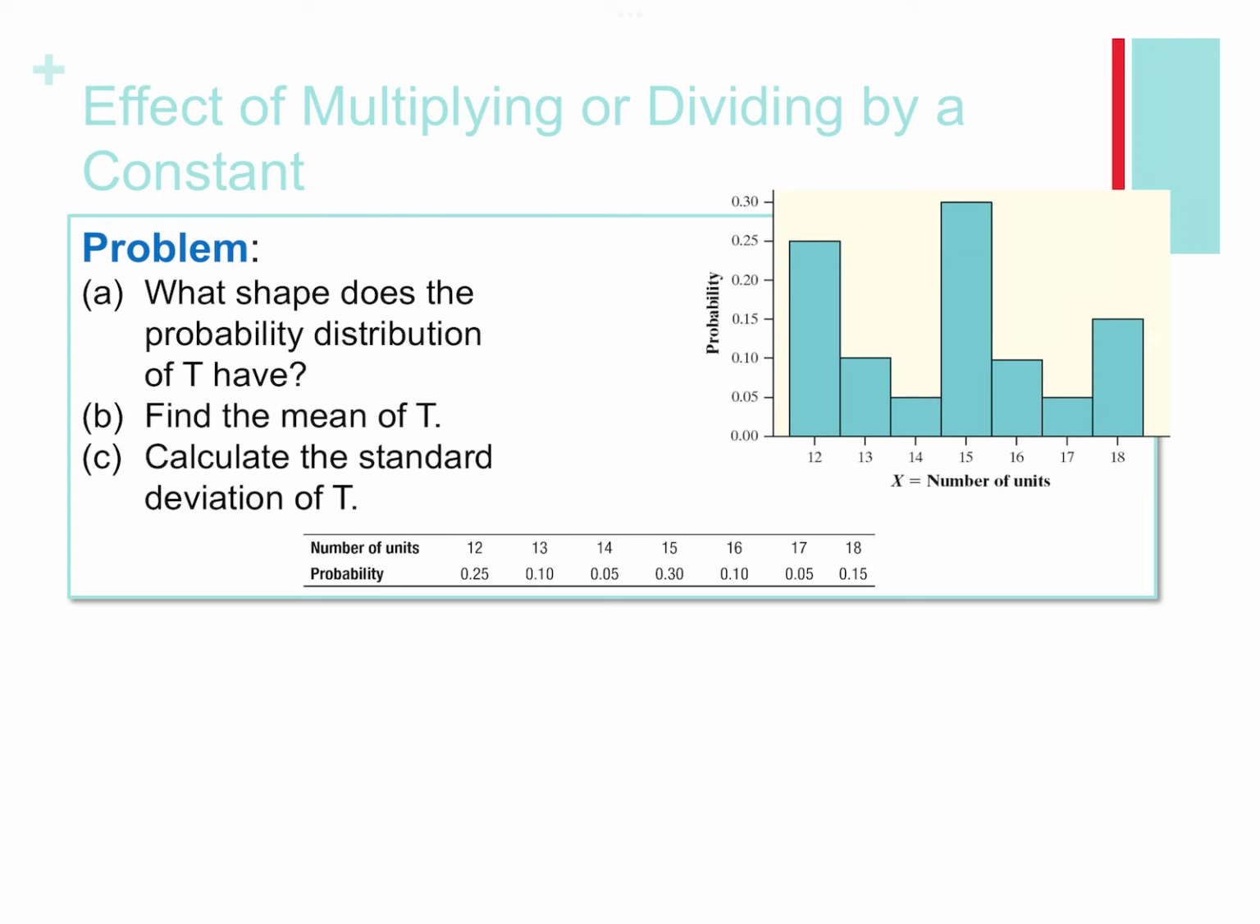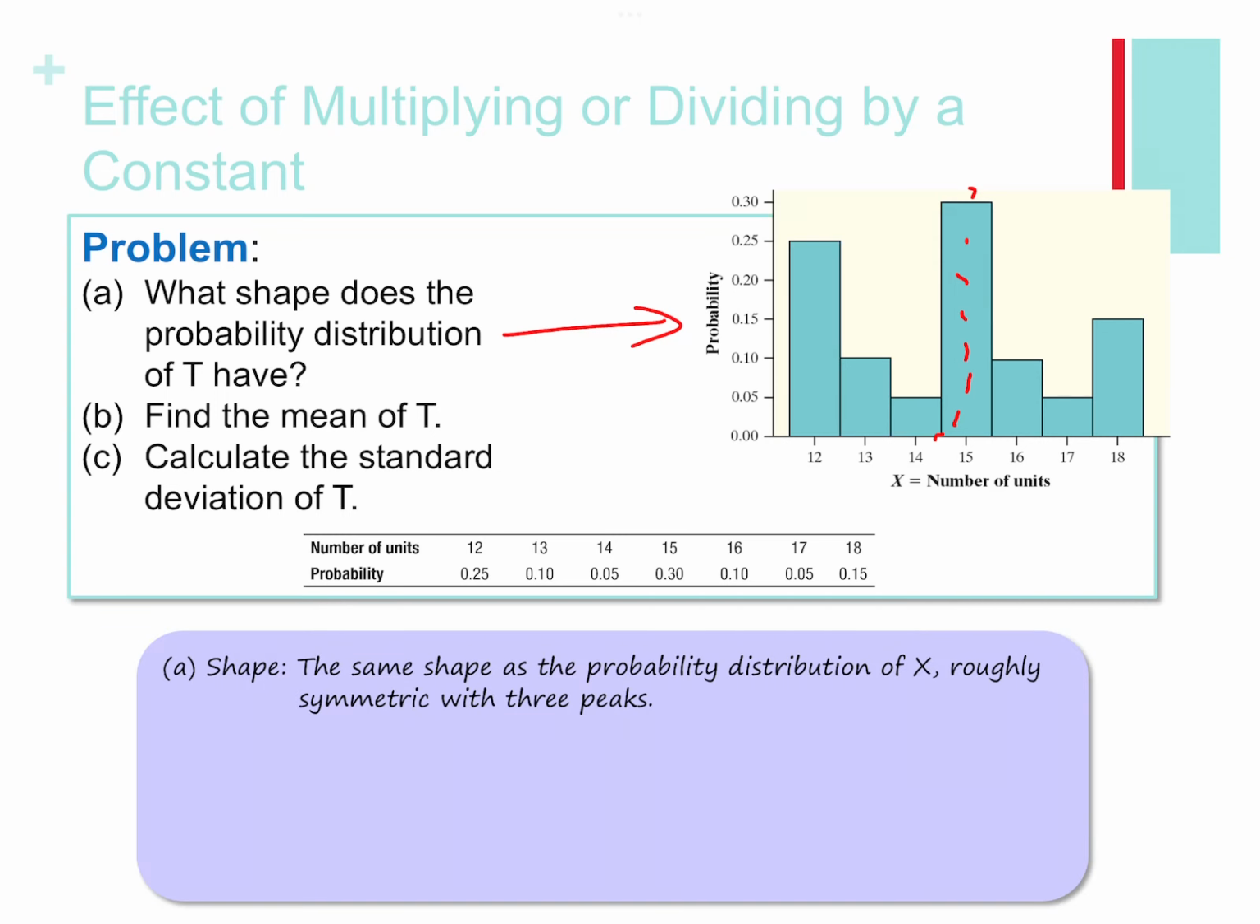What shape does the probability distribution of t have? Well, you can see our shape over here in our histogram. Remember shape: is it left skewed, right skewed, symmetric? This one is closest to symmetric. If I were to cut this down the middle, it's close to being the same on both sides. So the shape is roughly symmetric. You can kind of see that it has 3 peaks in there.